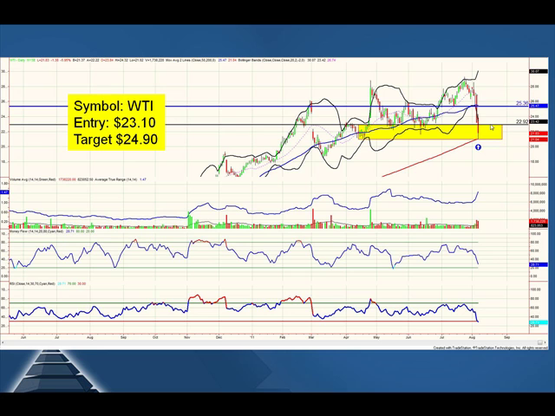So our entry price on this is going to be 23.10. Again, 10 cents above the next round number. Our stop is going to be just below the demand zone, or right below this particular moving average here that we've marked with an arrow. So if price comes down to this area here before it gets above 23.10, take the trade off the table.